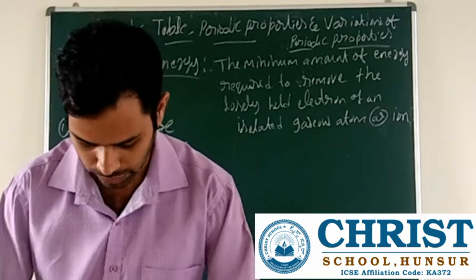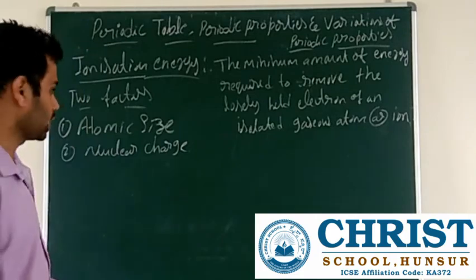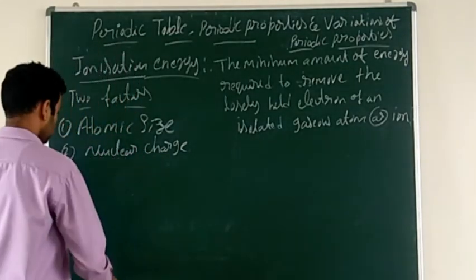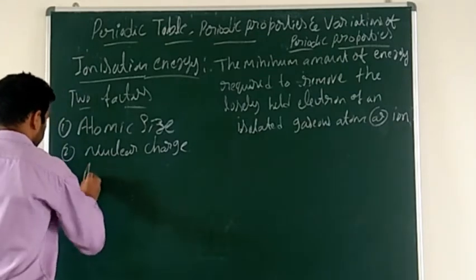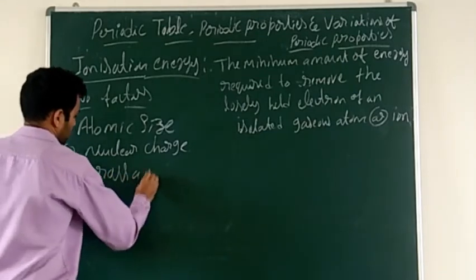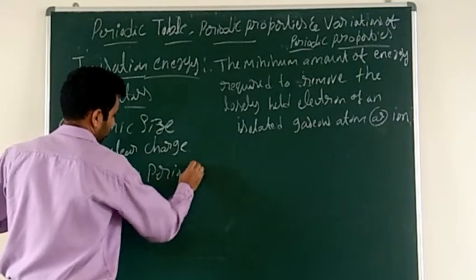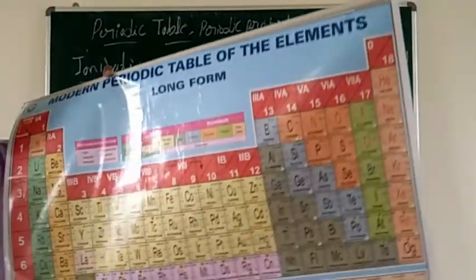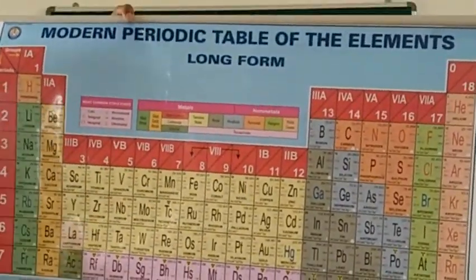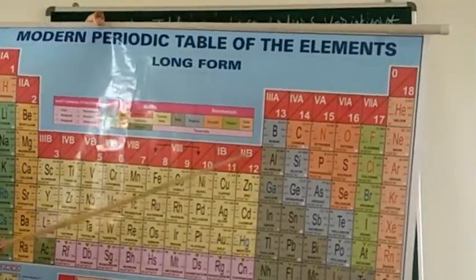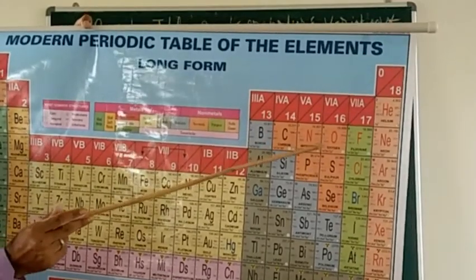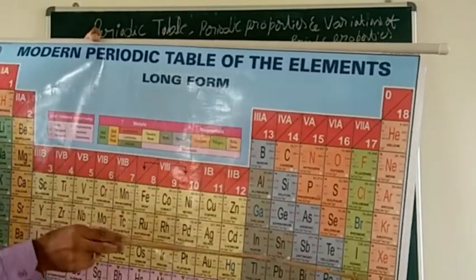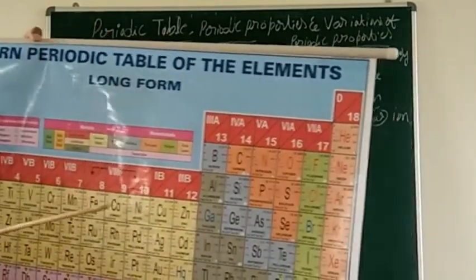For example, the elements in the second period. Now I am talking across a period. Across second period elements, here lithium, beryllium, boron, carbon, nitrogen, oxygen, fluorine, neon. Neon we will not consider because it is an inert gas. Clear? It is an inert gas.